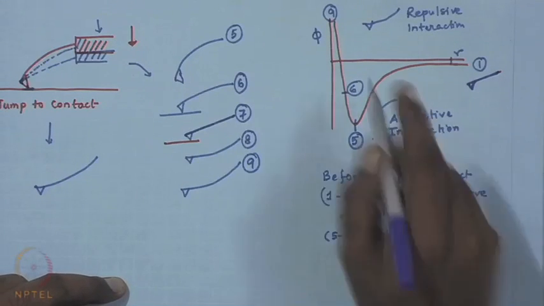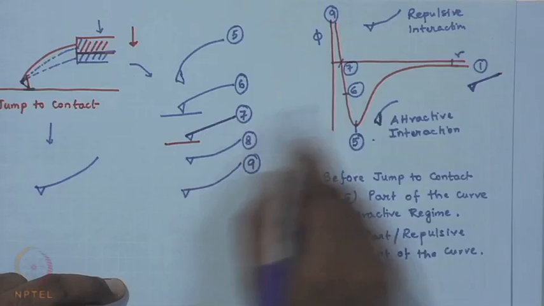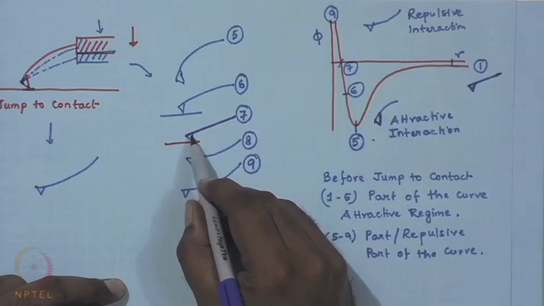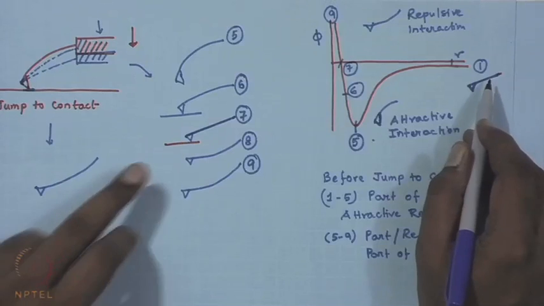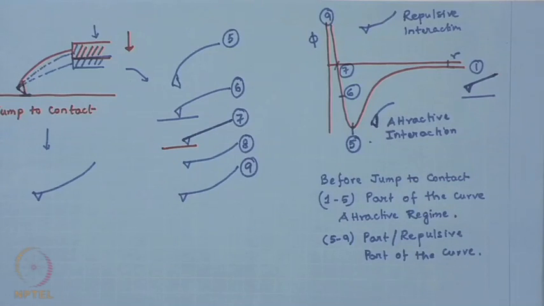So, let us try to locate the point 7. This is the point 7, where the deflection of the cantilever apparently appears the same as that of 1, but there is a vast difference between the two. In position 1, there was no interaction between the surface and the cantilever tip, so there was no attraction and no repulsion. But at position 7, the net deflection on the cantilever is again 0, because the attractive component now balances or matches exactly the repulsive component of the deflection.